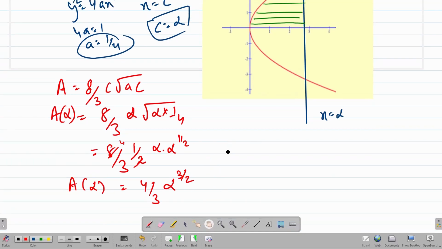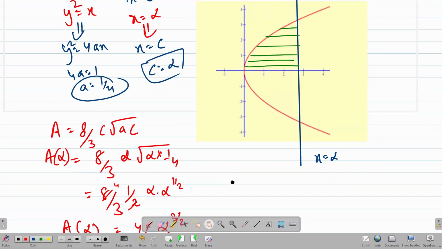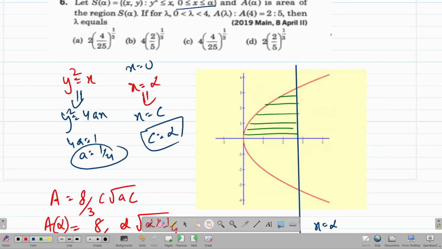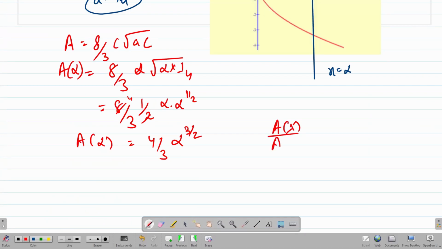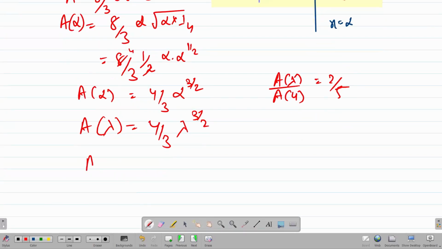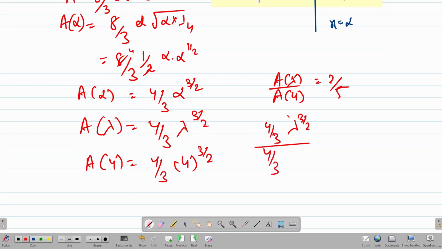And the given condition here is A(lambda) : A(4) is 2 : 5. So that means A(lambda) upon A(4) is 2 by 5. If A(alpha) is this, then A(lambda) would be 4 by 3 lambda to the power 3 by 2, and for A(4) just replace alpha by 4. Now if I substitute these values in this equation, in the numerator I get 4 by 3 lambda to the power 3 by 2, and in the denominator I get 4 by 3 into 4 to the power 3 by 2, equal to 2 by 5.